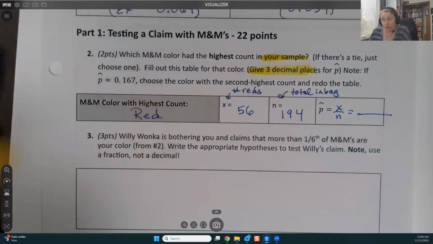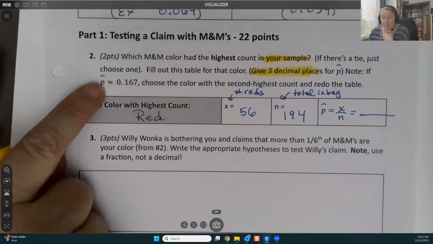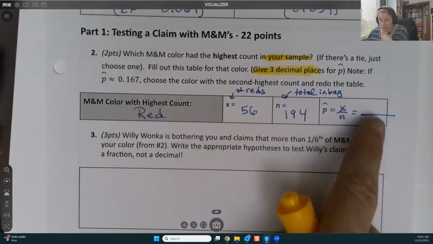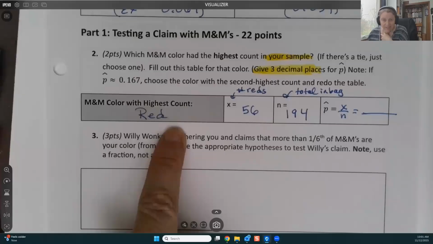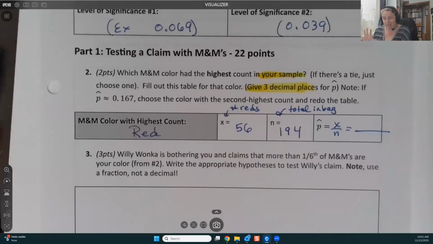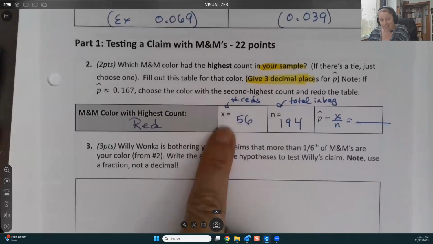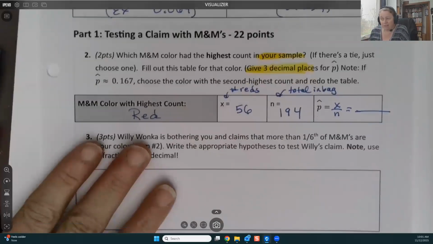If you find that you're close to 0.167, switch it out for something else. Pick a different color, because it makes your thing weird. So if this is 0.167 or close to it, like 0.166 or 0.168, change to a different color. Everybody good on that? I've been having issues with some folks understanding the bag thing. Your bag is the total, X is the number of the particular color.